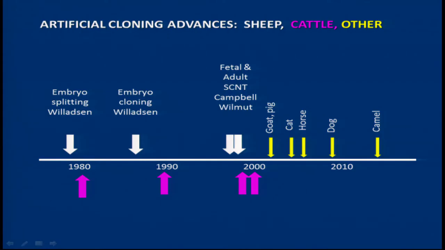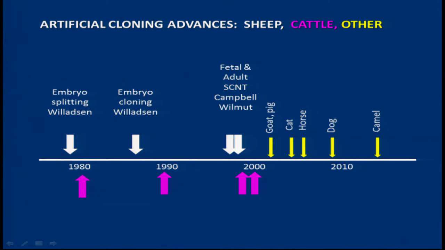So Steen Willadsen showed that embryo splitting could be done. He showed that embryo cloning could be done in the late 1980s. And this was also demonstrated in cattle. And then came the seminal work from Ian Wilmut's group with the cell cycle synchronization, allowing the production of Morag and Megan and Dolly, showing that fetal and adult somatic cell nuclear transfer indeed was feasible. And this was followed up very quickly by showing that cattle could also be cloned.